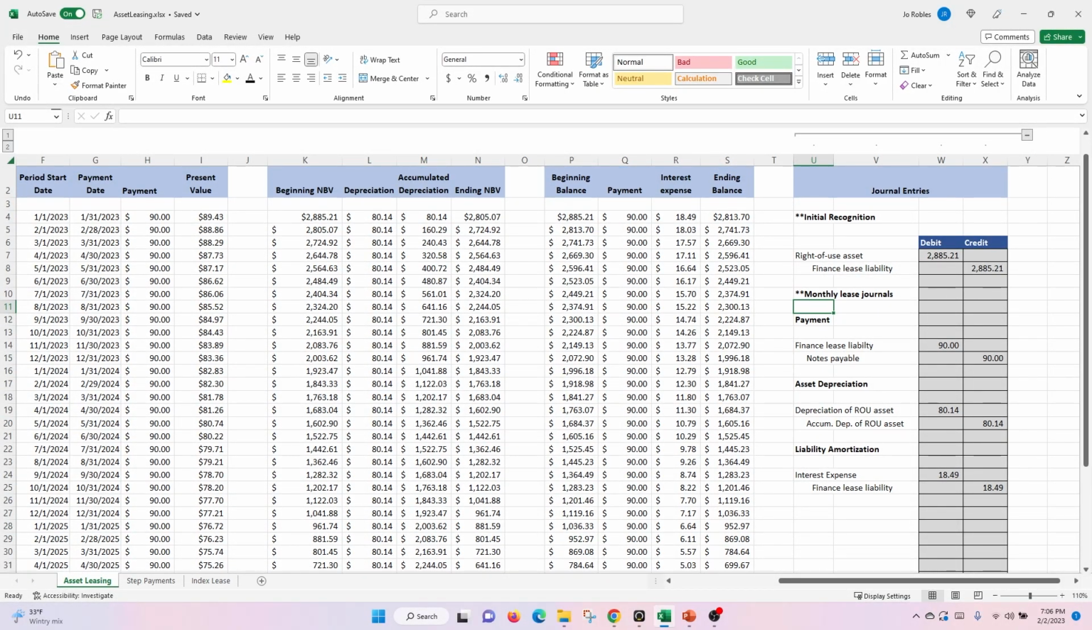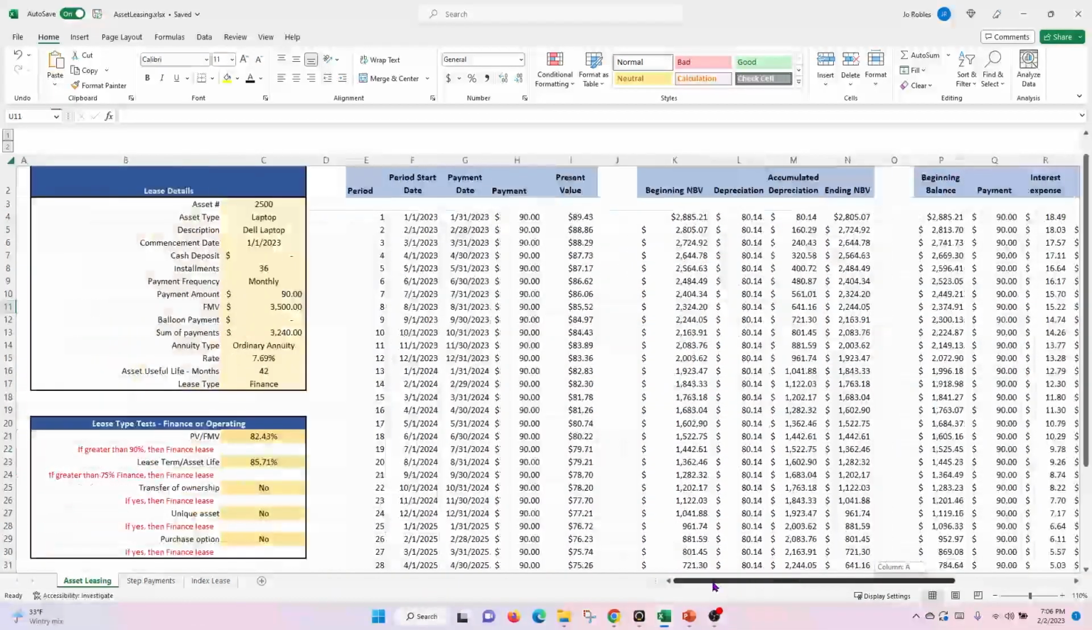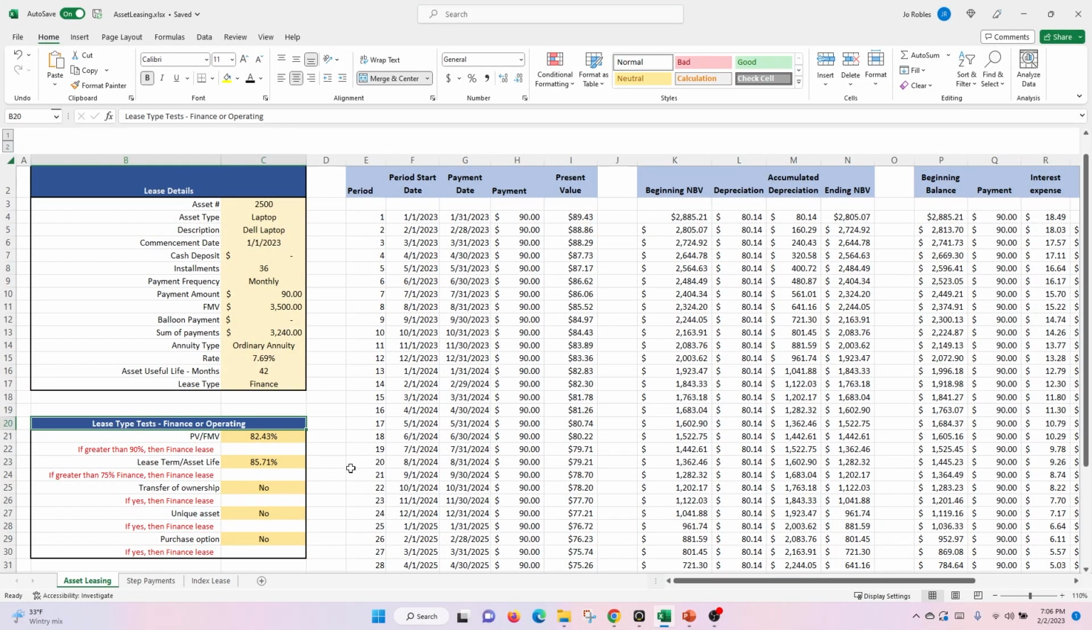So the other thing that I wanted to get back to is the lease classification. One of the nice things about Dynamics is that it can help you automate the lease classification. Here we want to determine whether we have a finance or an operating lease. According to US GAAP, you have 5 different tests. If any of these tests is a yes, then you have a finance lease. If all of these tests are a no, then you have an operating lease.